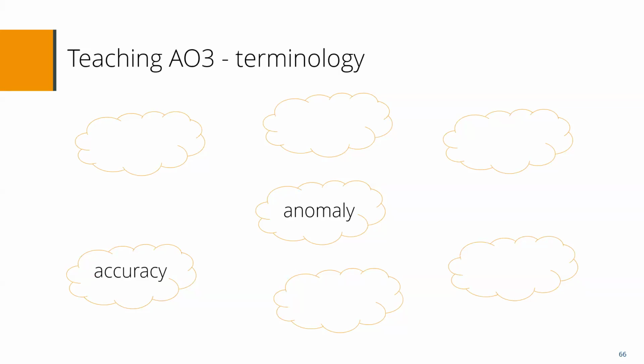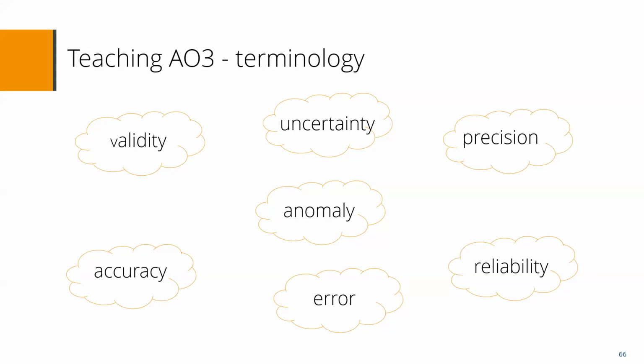They should have an understanding of what is meant by accuracy and be able to differentiate that from precision. A lot of students do not know the difference, and I will mention that in another slide in a moment. They should understand what is meant by validity and reliability and be able to differentiate between the two. And they should understand what is meant by uncertainty and error and understand the difference between the two. And again, I've got a slide on that in just a moment.